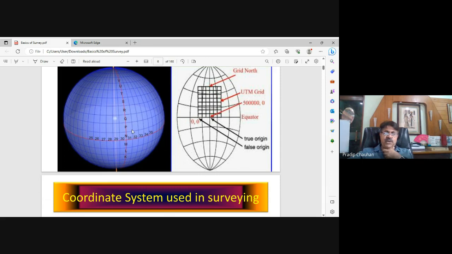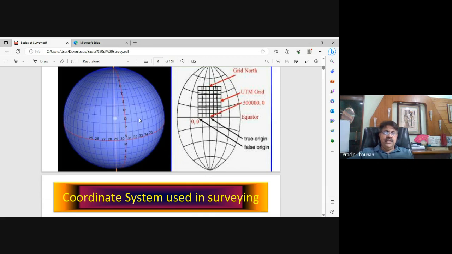So each zone has an origin. For this zone, this is the origin. This is towards easting and this is towards northing. And that coordinate won't be zero. There is some assumed figure given in the zone, and from that, this is measured towards easting and towards northing. And this is in meter.